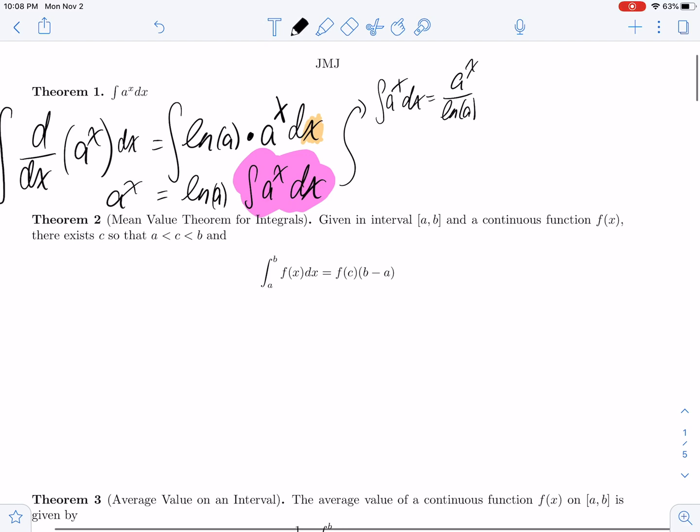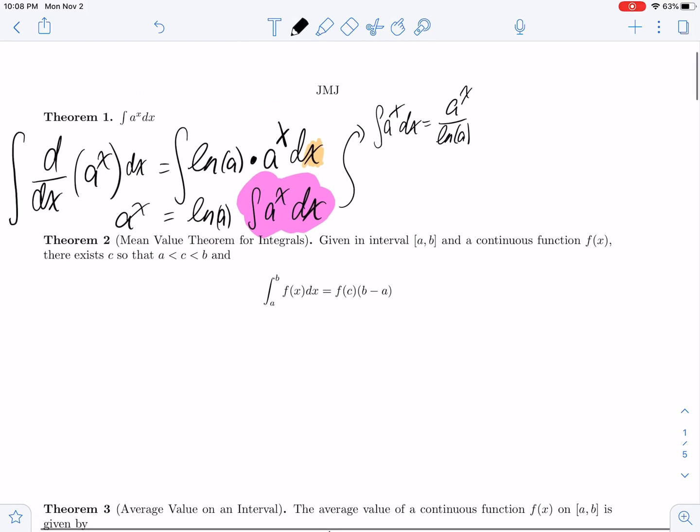We have the mean value theorem for integrals, and it's kind of a weird aspect of calculus, these mean value theorems. All it says is we can find C so that this equality is true. And how do we do that?